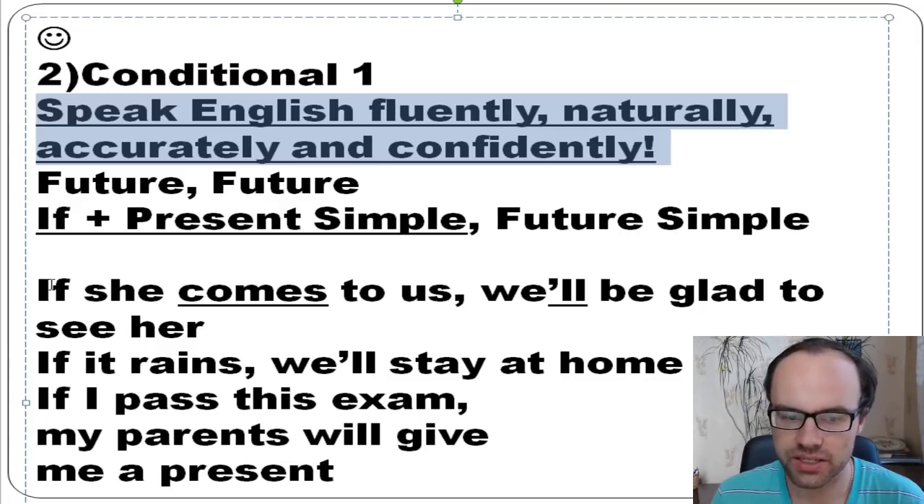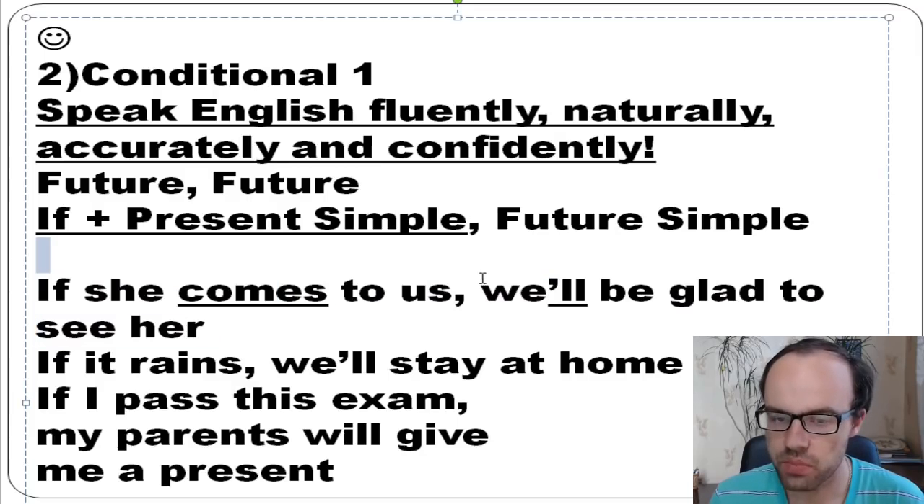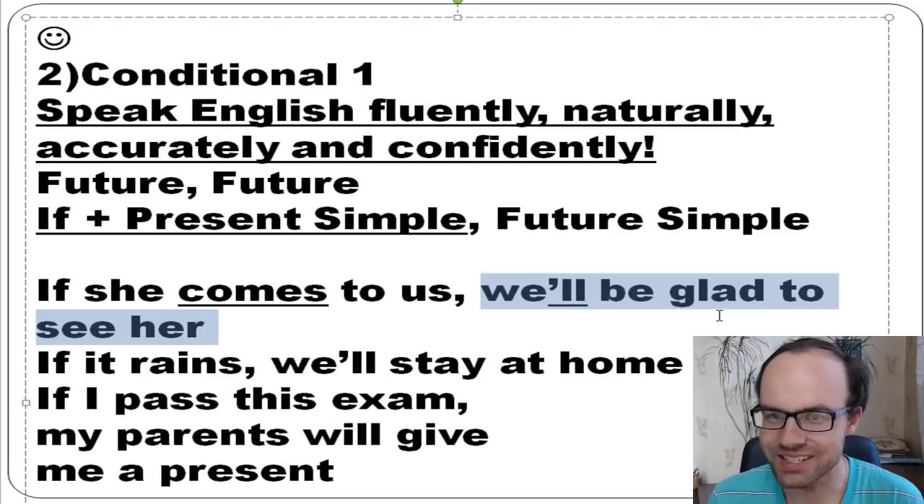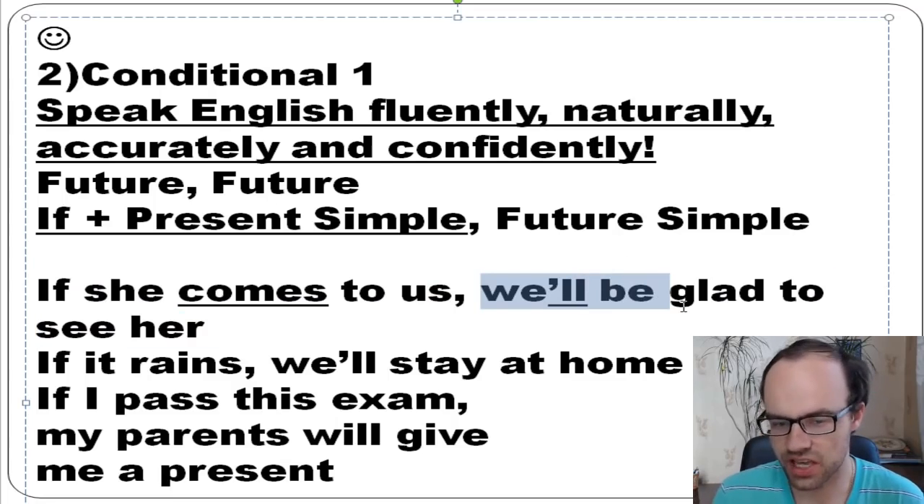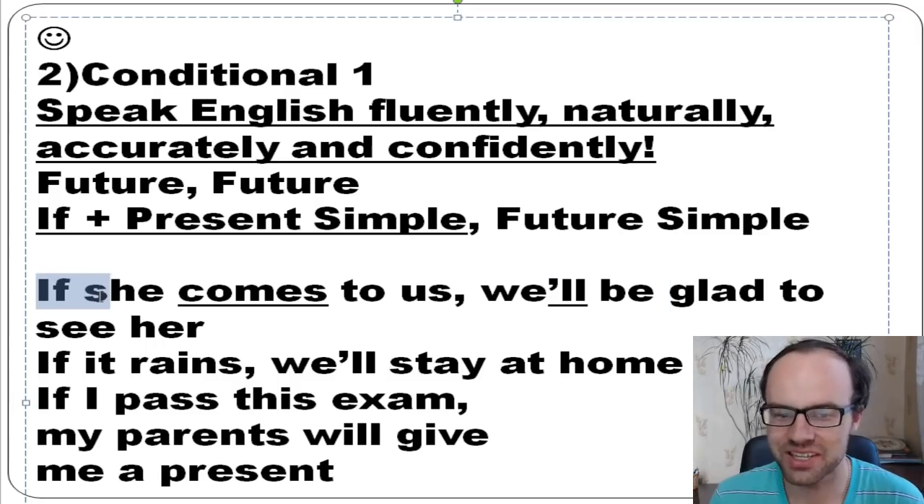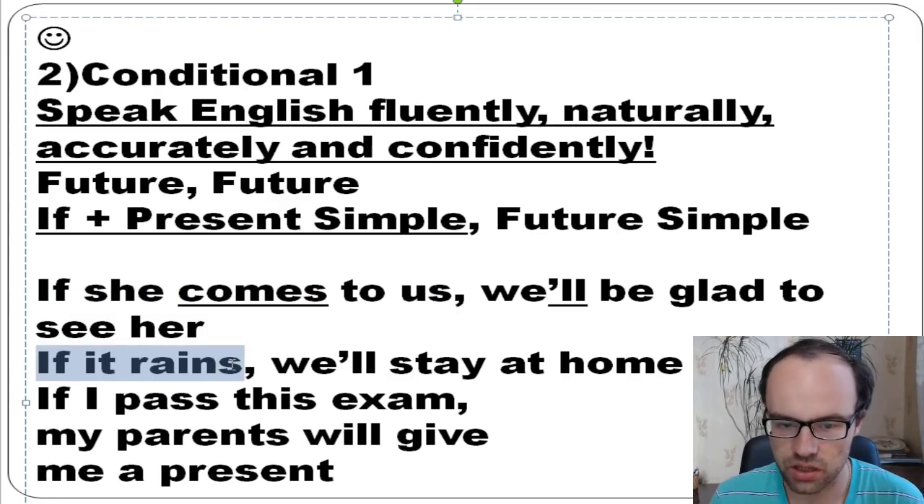And how can we understand that it's about the future? The second part of the sentence tells us about it. Look, it's in the future, and we understand that the first part is in the future, but we need to use present simple anyway, okay? Good. So if it rains, we'll stay at home, yeah?